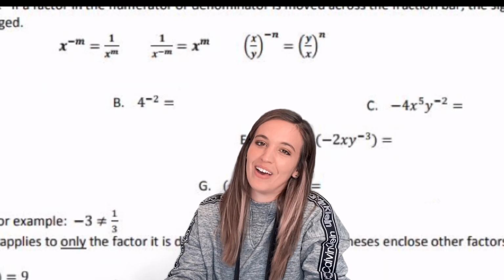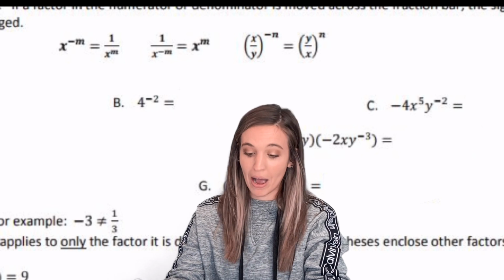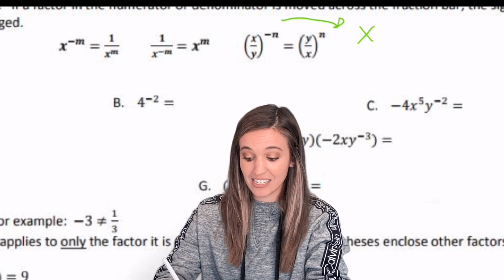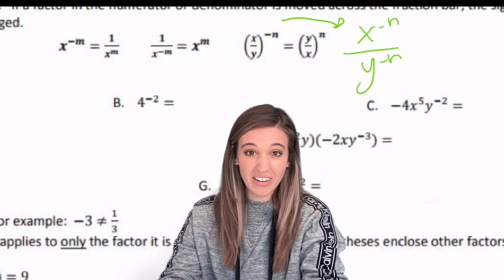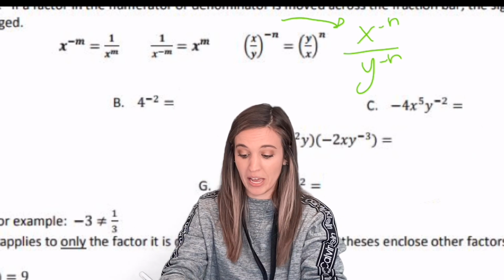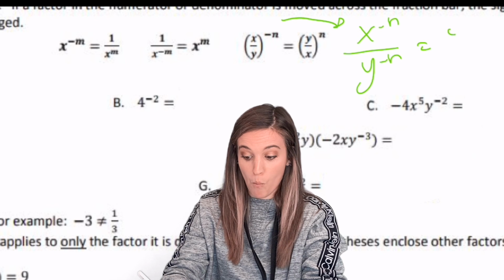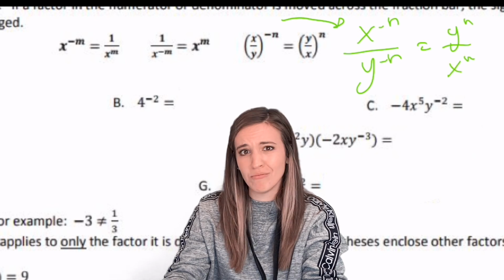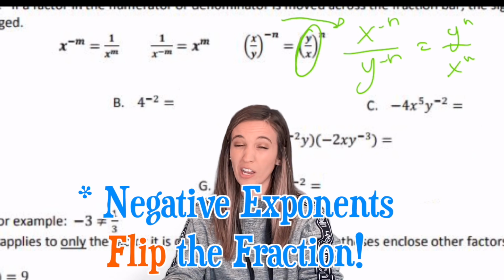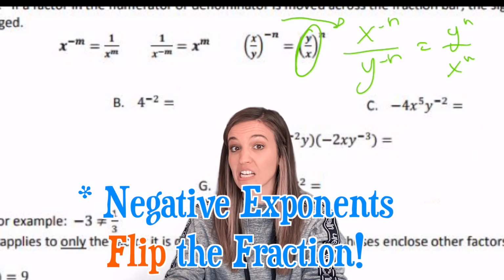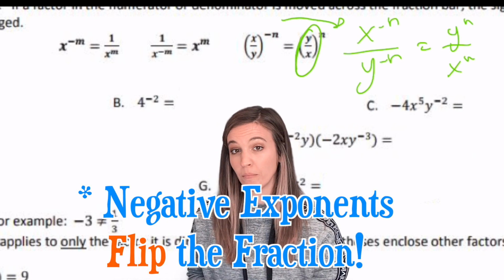If I have x divided by y all to the negative n power, I can expand that into x to the negative n power divided by y to the negative n power. Well, they both have negative exponents, so if I move their placement, I get y to the n divided by x to the n. So really, all that happened there was I ended up flipping the fraction. So I could write it as y divided by x all to the positive n power.